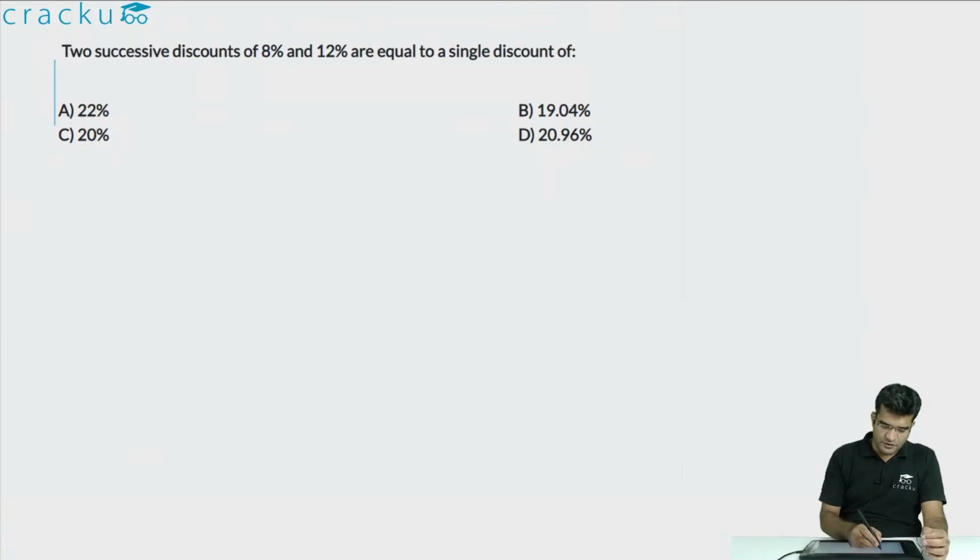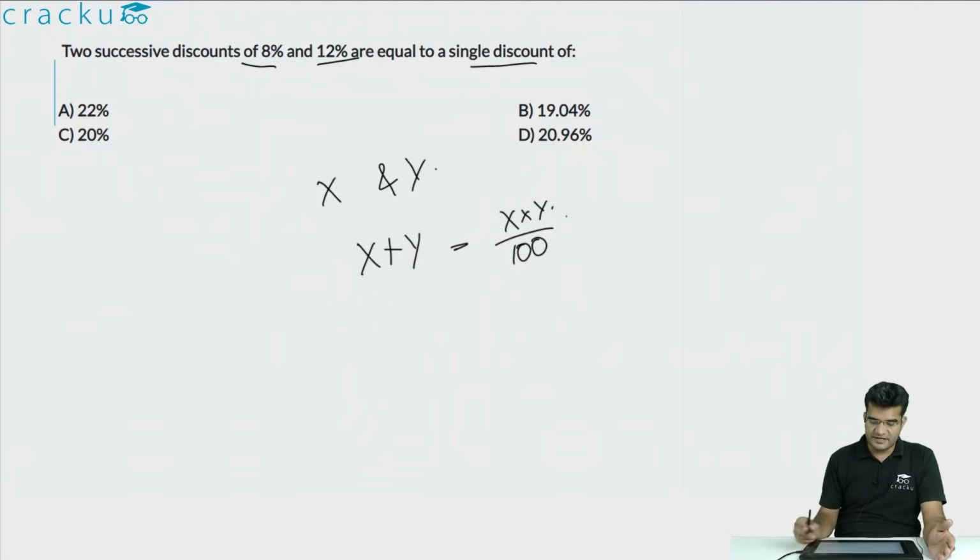In this question, we are told that two successive discounts of 8% and 12% are given, and what does this equal as a single discount? The cumulative effect of two successive discounts x and y is equal to x plus y minus x into y divided by 100. In this particular case, the value of x is 8 and the value of y is 12.